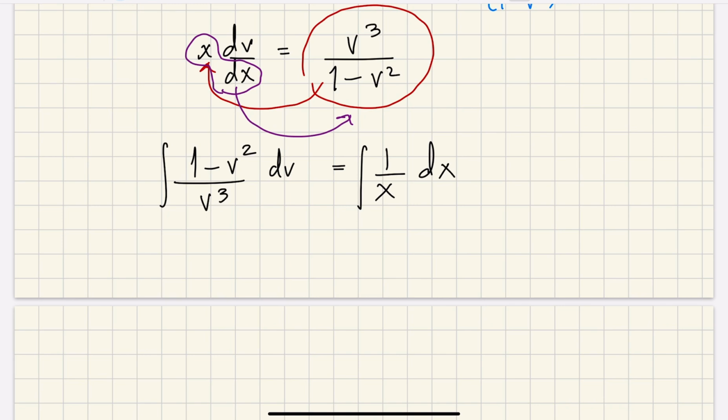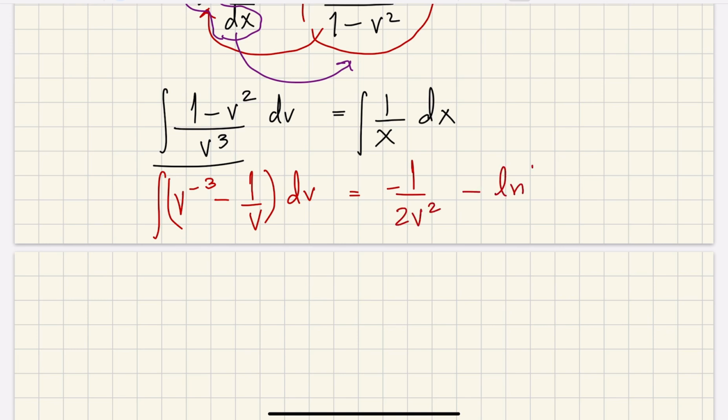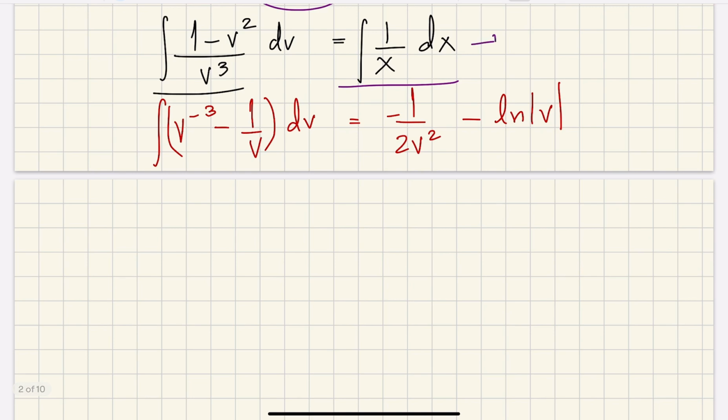And I will first simplify this and write it as v to the power negative 3 minus 1 over v dv, which is this. And this is just ln x. We equate and add a constant.